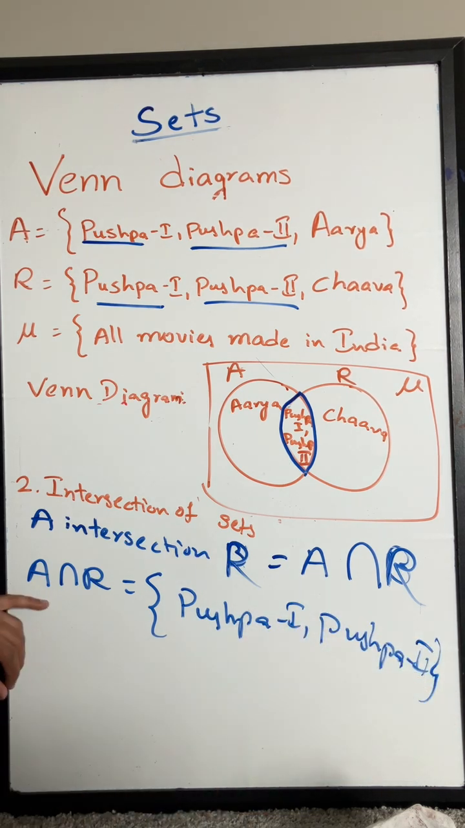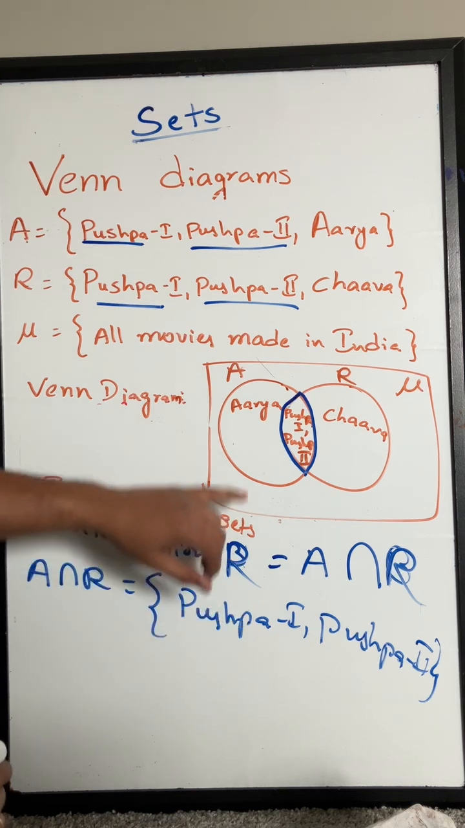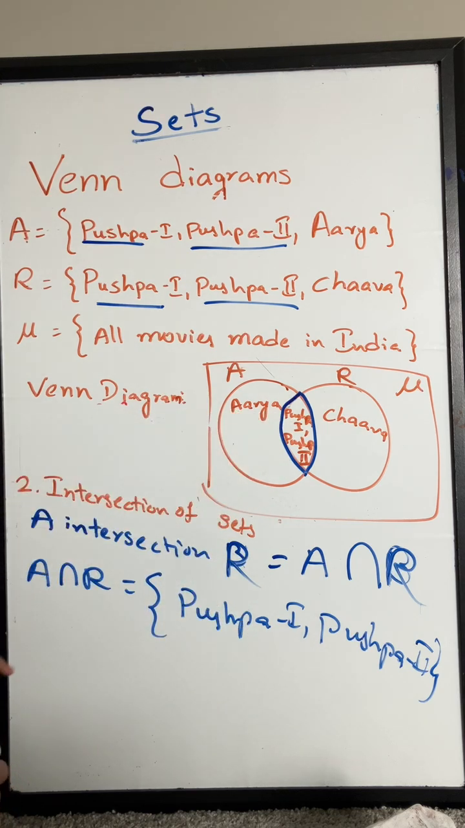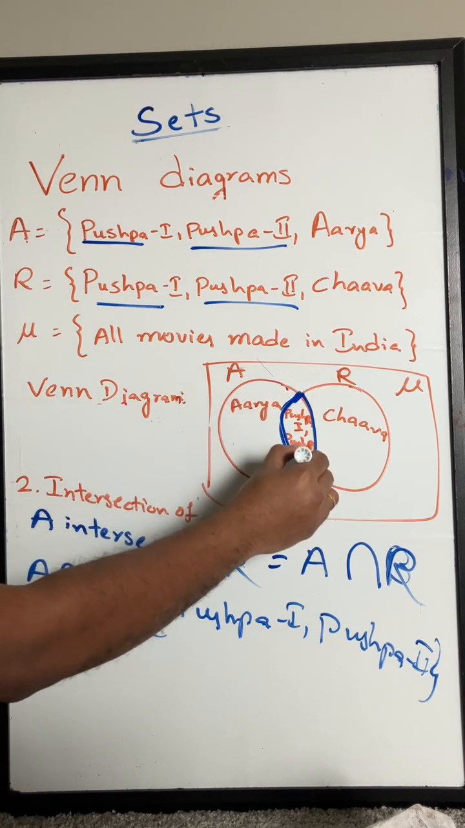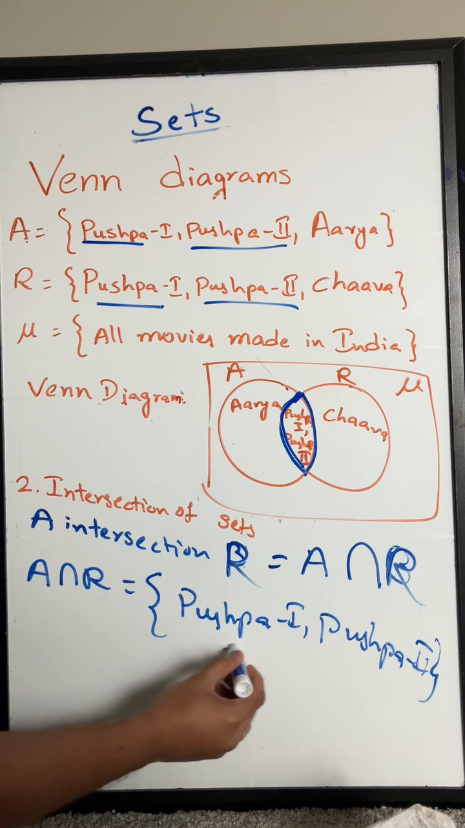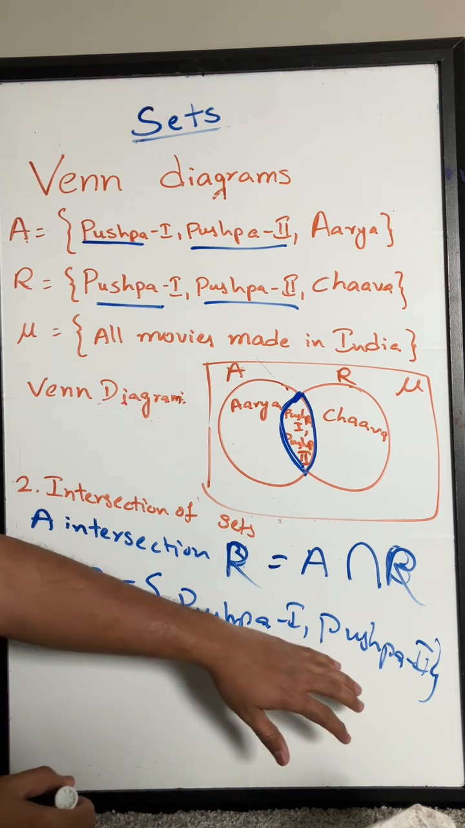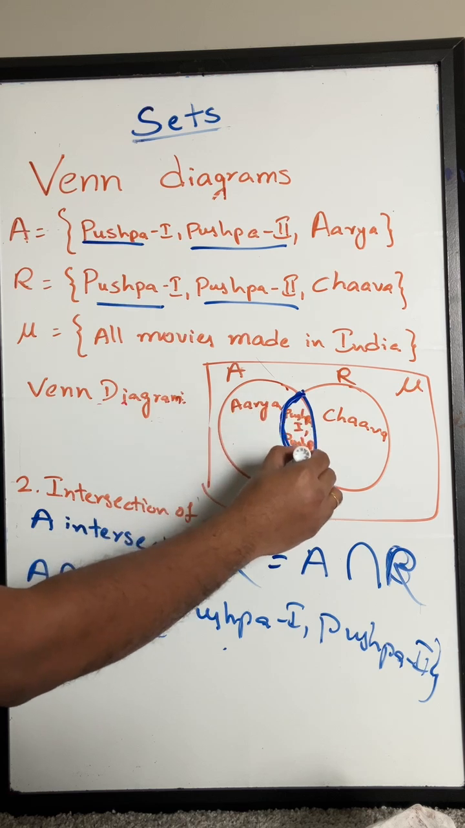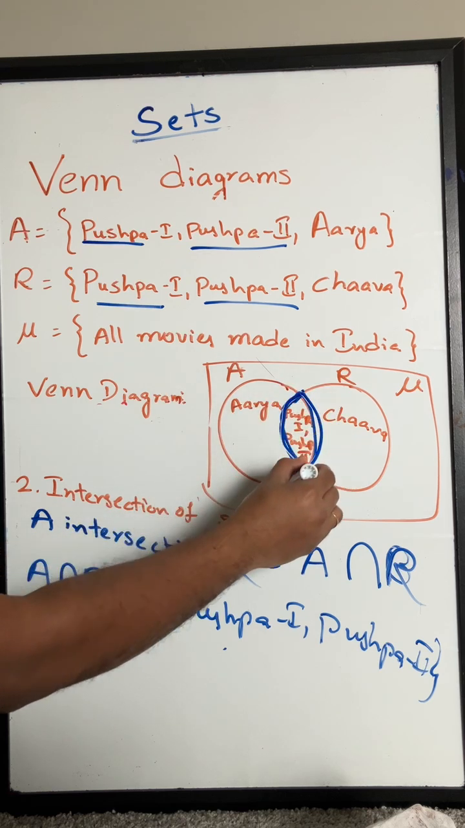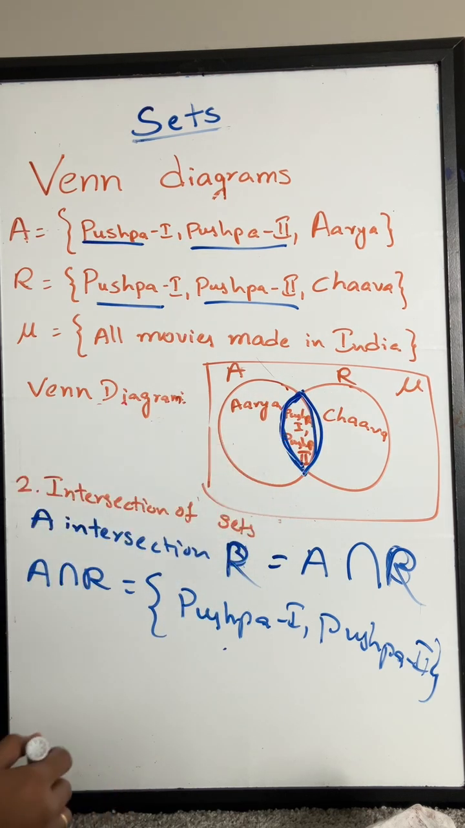So our A intersection R is Pushpa 1 and Pushpa 2, the common area. In the Venn diagram, which piece represents A intersection R? The piece that represents A intersection R is this piece. You see, we got the answer: Pushpa 1 and Pushpa 2 were acted in by both. So that is the common area from the movies of A and movies of R. That is Pushpa 1 and Pushpa 2.